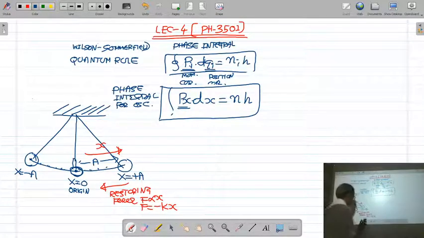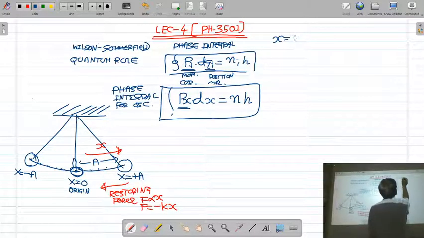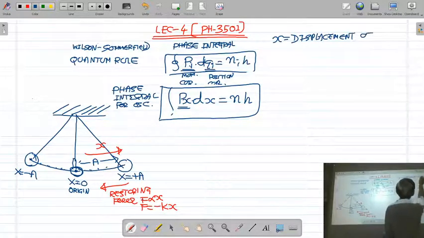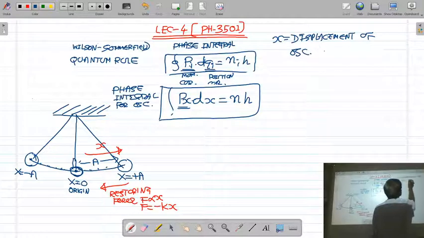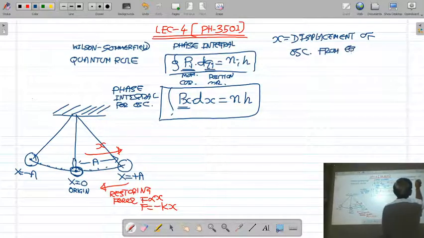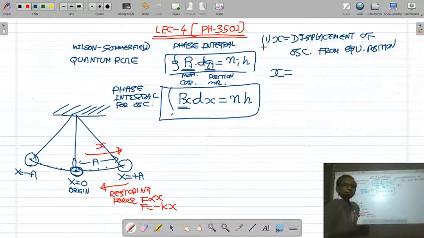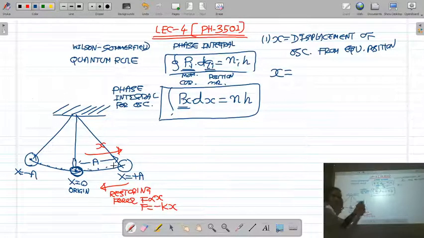What is x? x is the displacement of the oscillator from the equilibrium position. If the oscillator is at the equilibrium position, x will be 0. If the oscillator is moving towards the right hand side, the x coordinate will be +1, +2, +3, +4 like that. If the oscillator is moving towards the negative side, the left side, the x coordinate will be -1, -2, -3, -4 like that.